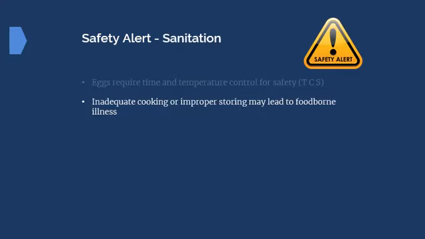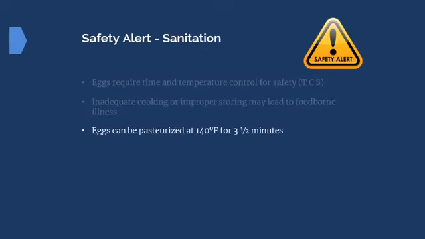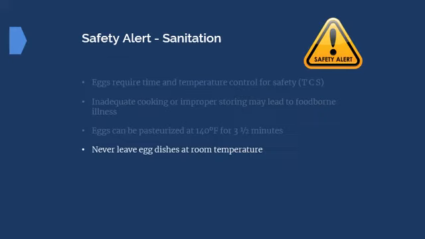Inadequate cooking or improper storing may lead to foodborne illnesses such as salmonellosis. Eggs can be pasteurized at 140 degrees Fahrenheit for 3.5 minutes. This is called a quick pasteurization or a high temperature pasteurization, which pasteurizes the eggs without any negligible effect to the egg itself. Never leave egg dishes at room temperature.